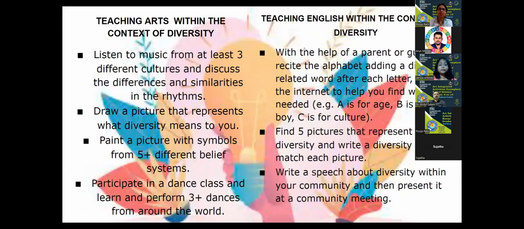Find 5 pictures that represent diversity and write a diversity word to match each one. Write a speech about diversity within your community and then present it at a community meeting also. So this activity you can do in small groups also; 2-3 people can make one group and you can do this activity in the classroom. Even these activities you can perform with groups. It's not mandatory that you have to perform individually. You can form a group in the classroom as per the requirement.